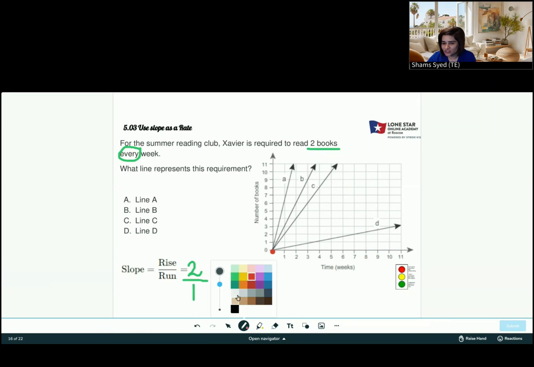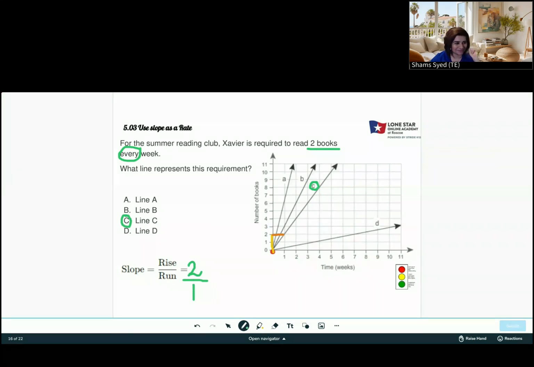Okay. I want to rise 2 and run 1. Rising is going to be 2. Up 2 and over 1. If you track the line, you will notice you landed on line C. Got it? Up 2 over 1. That's the slope. It's 2. 2 over 1. That is line C.